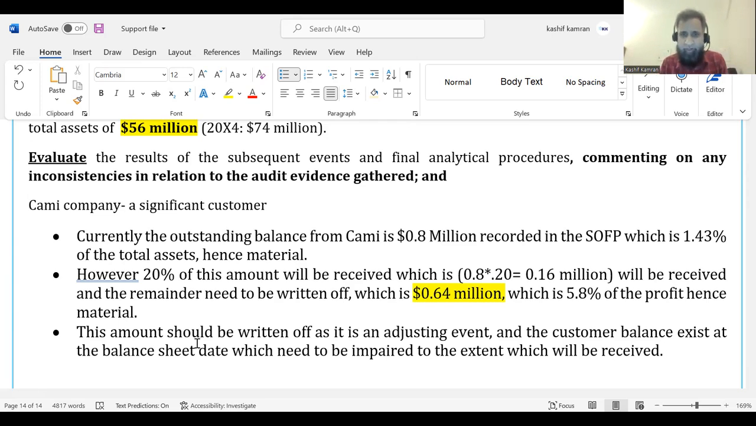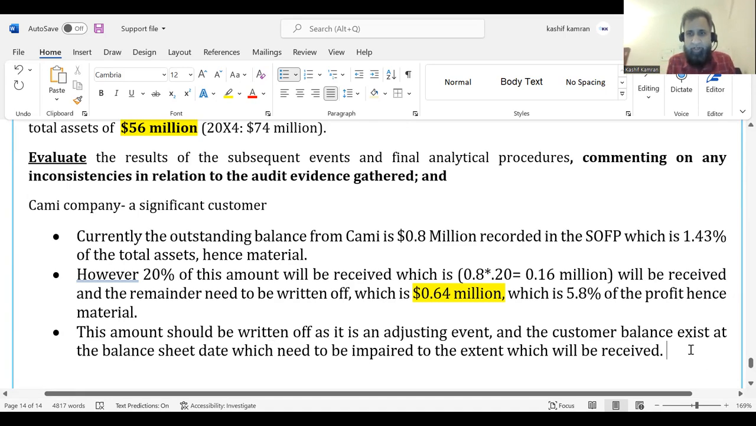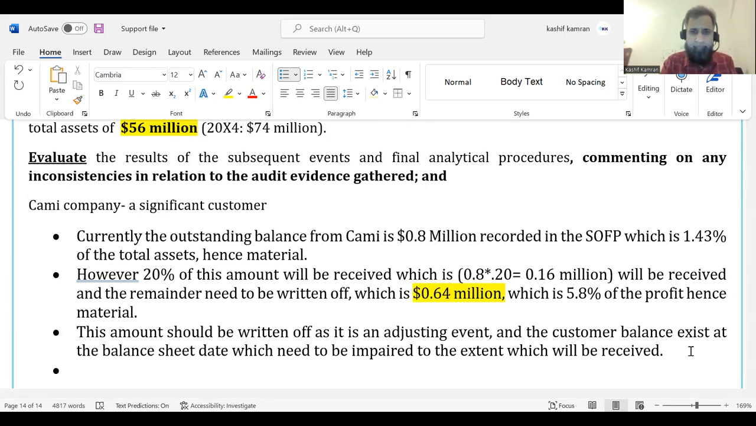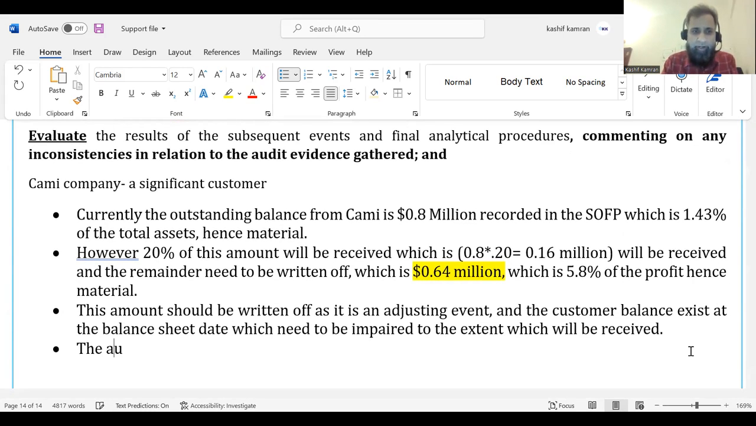So this amount should be written off as it is an adjusting event, and the customer balance exists at the balance sheet date, which needs to be impaired to the extent which will be received. The auditor needs to discuss with management the need to write off this amount.